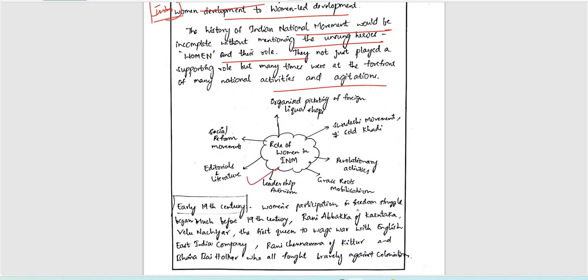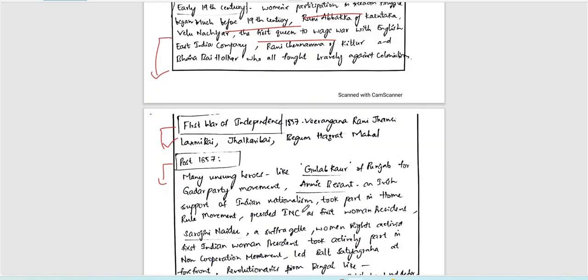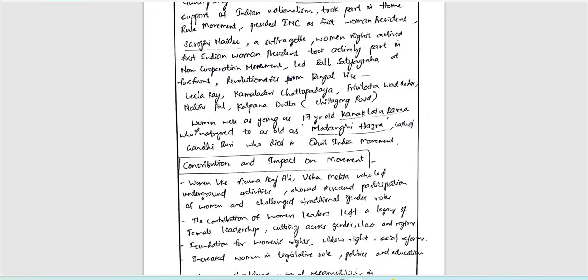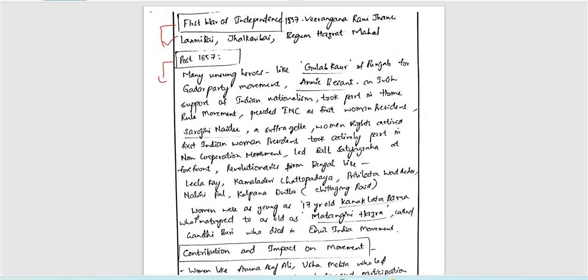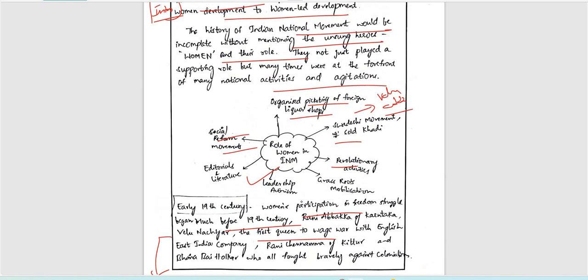She has included some flowchart also here. Very good. This we can include as a value addition here, right? Next, early 19th century women's participation. She has just followed a timeline format here, right? Next, first war of independence and post 1857, and then she has included contribution and impact on the movement also. We can write these types of questions in different ways, right?